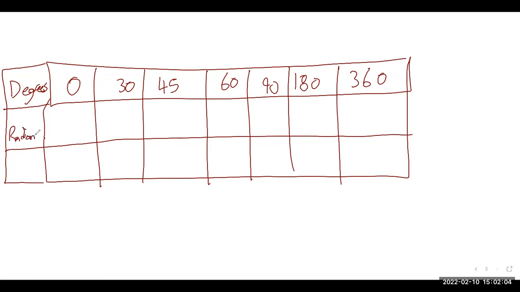So in radians, 0 degrees is 0, 30 degrees is pi by 6, 45 is pi by 4, 60 degrees is pi by 3, 90 is pi by 2, 180 is pi, and 360 is 2 pi. And those are the units in radians. So now I'm going to ask you to convert some for me in radians.